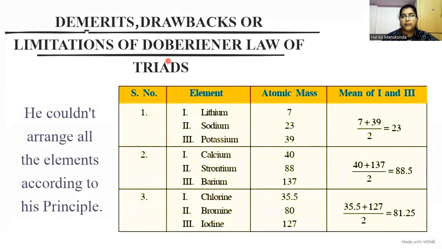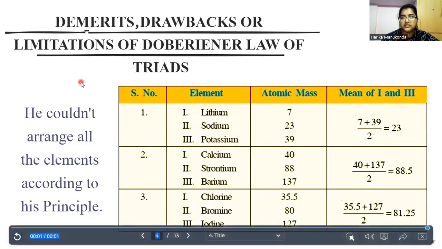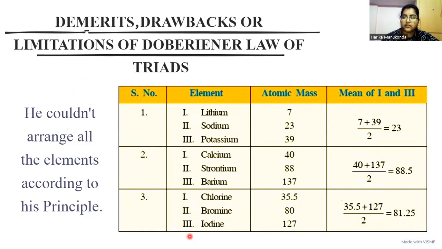What is a demerit, drawback or limitation? If scientists fail to explain the reason behind the abnormality of the principle, then we call it a demerit, drawback or limitation. What is his demerit? He couldn't arrange all the elements according to his principle. Whatever principle he stated, he couldn't arrange all the elements. So that is the demerit, drawback or limitation.